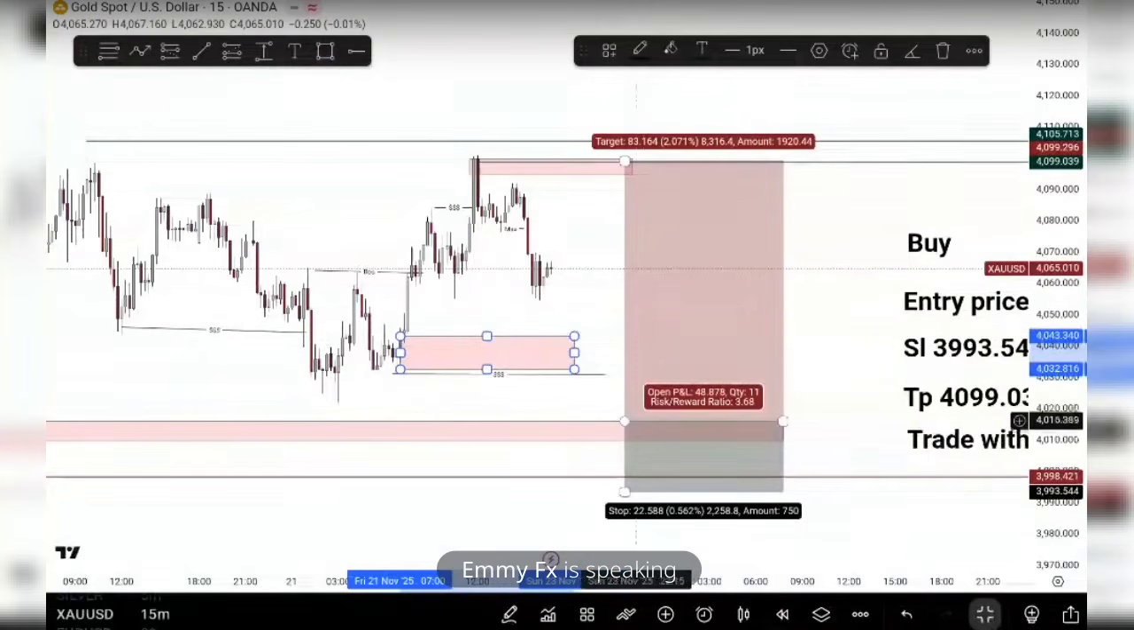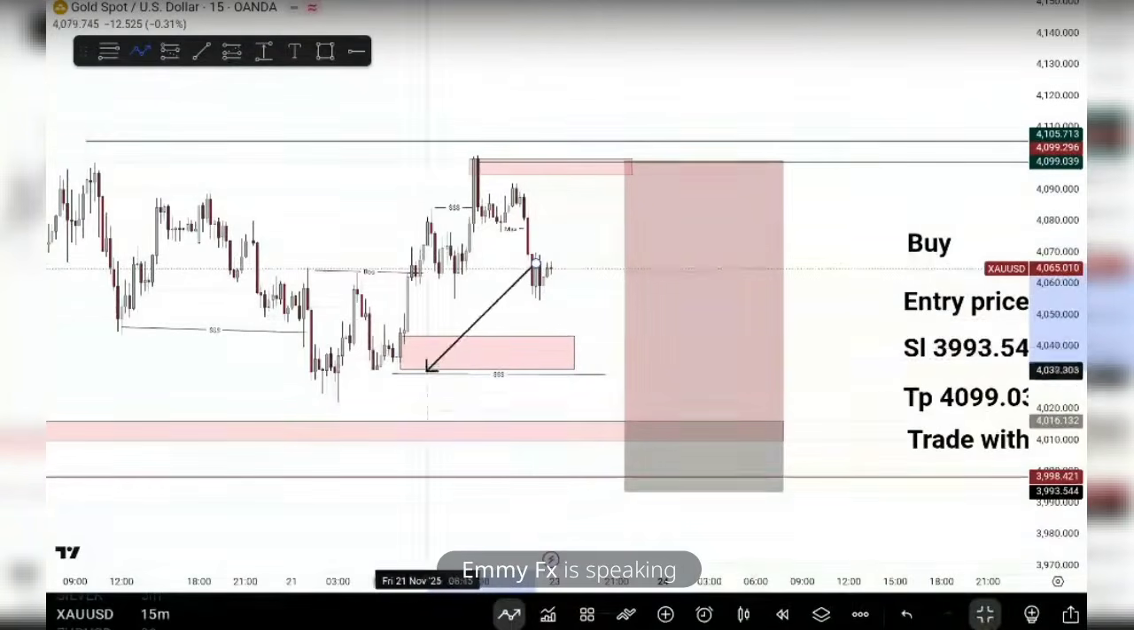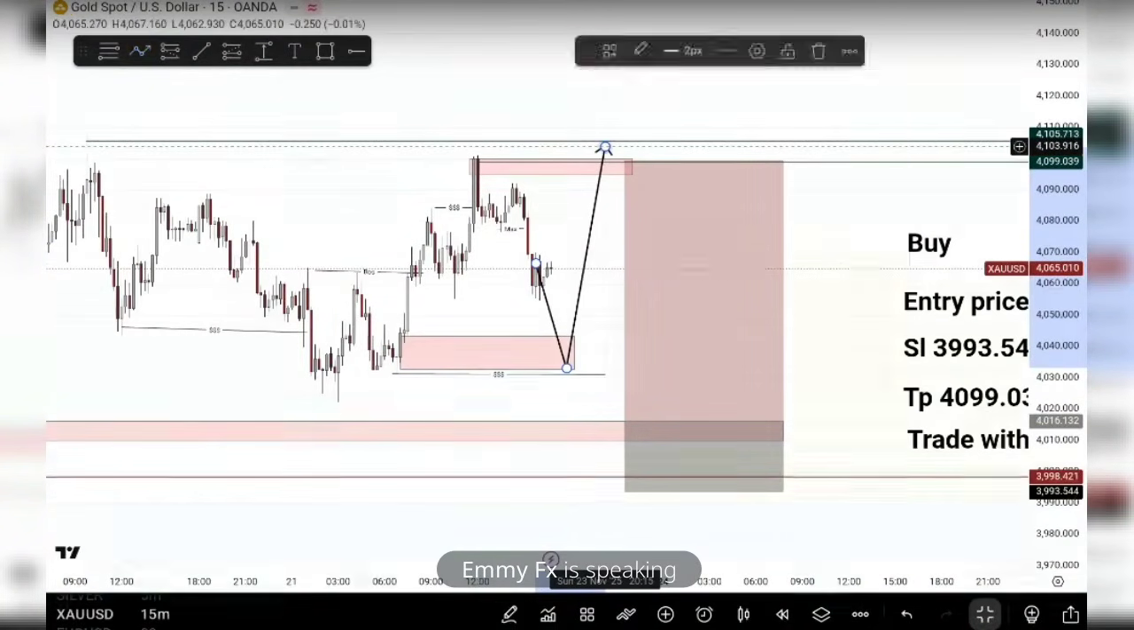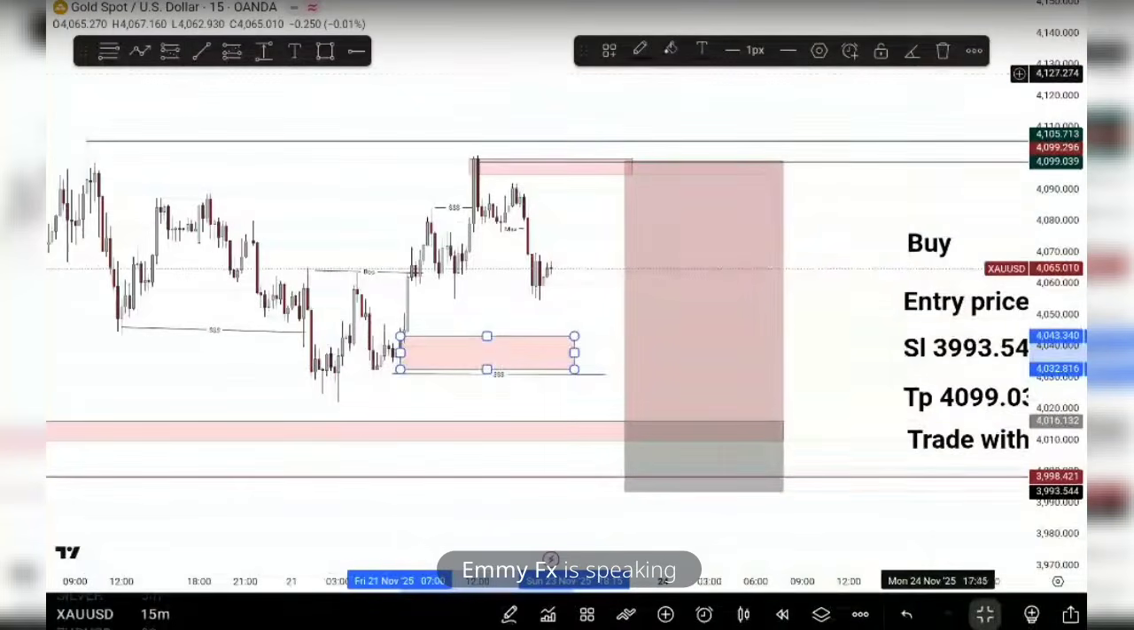I'm going to look to here as the main place to buy, but price could also react from this other block here before pushing to the upside. But I'm not going to buy from this zone, because I'm going to use this zone as liquidity.